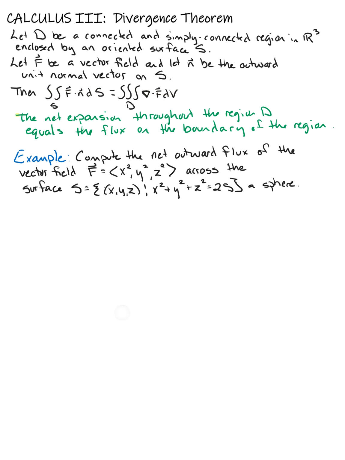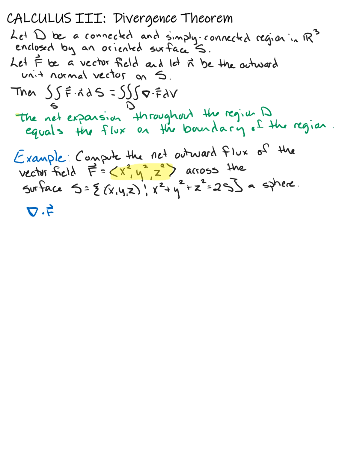So let's take a look at what the gradient dotted with our vector field F is. Remember, the gradient tells you to take the partial derivative of the first component with respect to x, the partial derivative of the second component with respect to y, and the partial derivative of the third component with respect to z. And then, of course, this is a dot product, so we're going to simply add those.